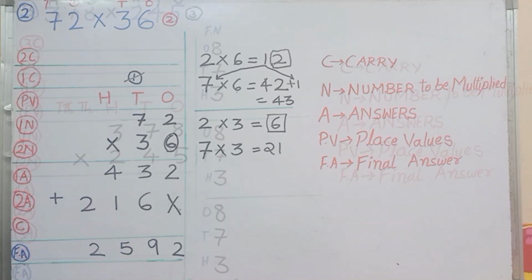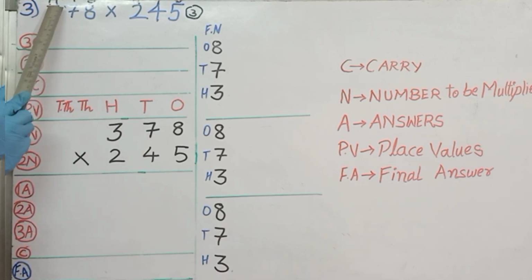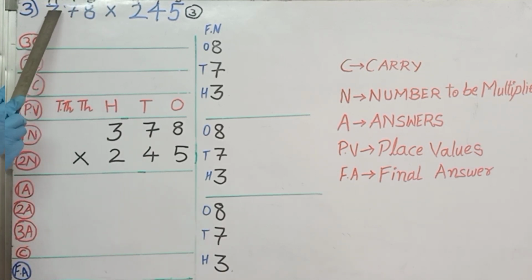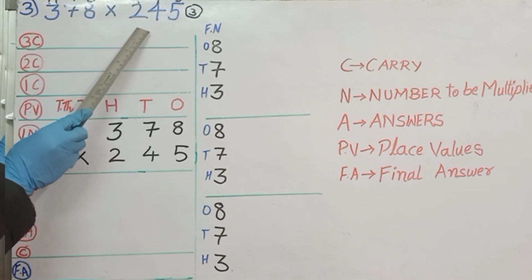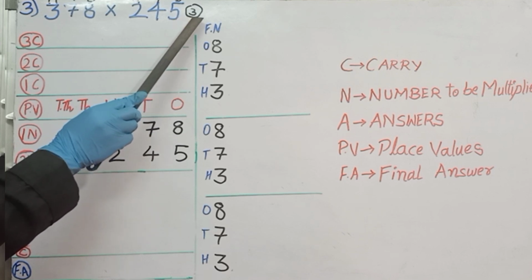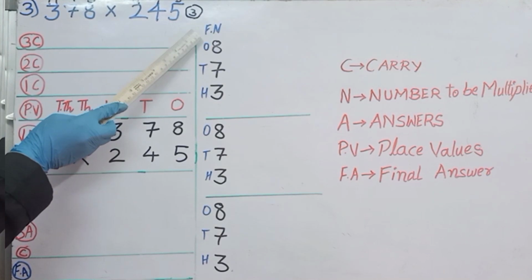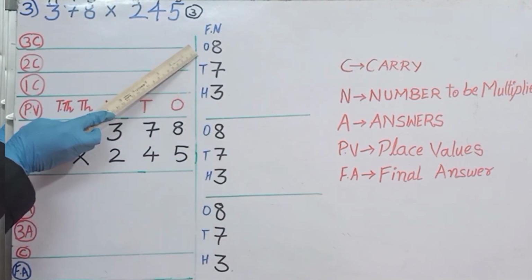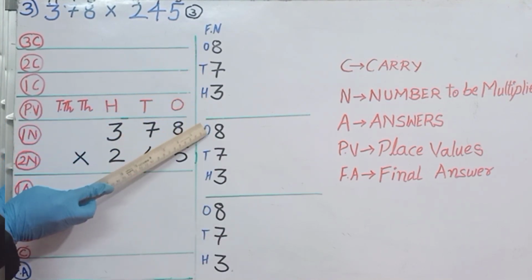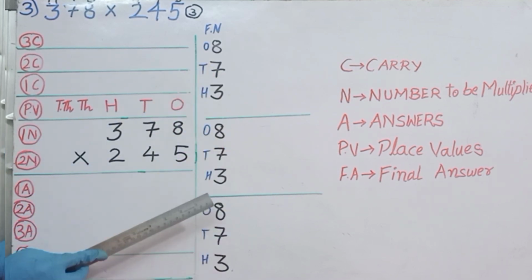Is it clear, students? The third example which we are going to take is 378 into 345. The first thing we have to do is write the place values. So I wrote the place values: ones, tens, hundreds, ones, tens, hundreds. Then how many digits are there? 3. Since there are 3 digits, I wrote the first number here 3 times like this: ones, tens, hundreds, three times. Okay, students.